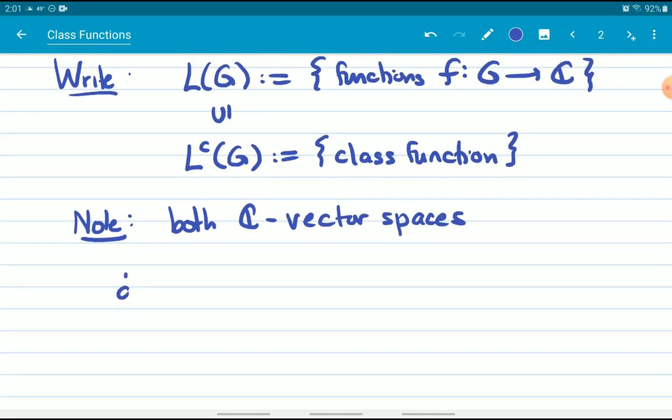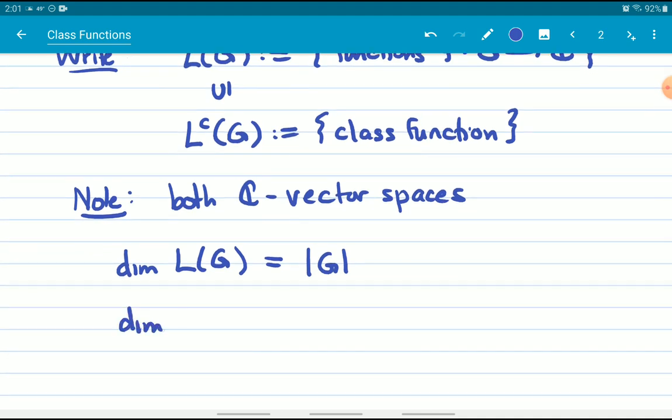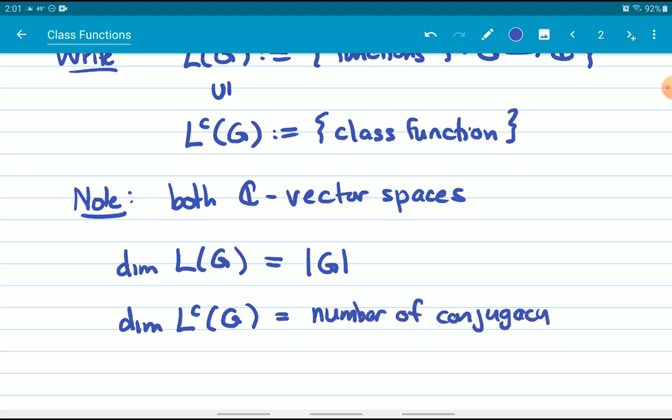We can even say what their dimensions are. The dimension of the vector space L of G, well, G is a finite set, so it's a finite dimensional vector space, and its dimension is just the order of the group, because a function is just determined by its values on the elements. The subspace, well, it's determined by its value on one representative from every conjugacy class. So this dimension is the number of conjugacy classes in G. That's the dimension of the space of class functions.